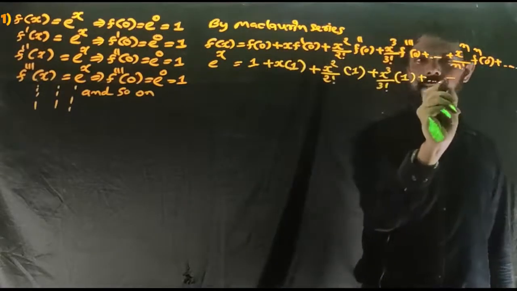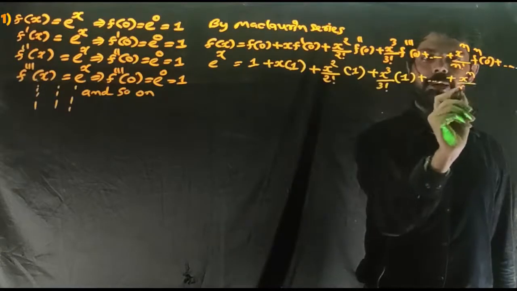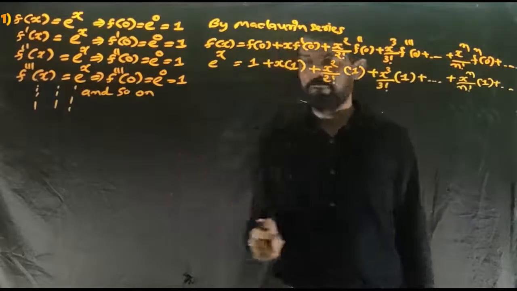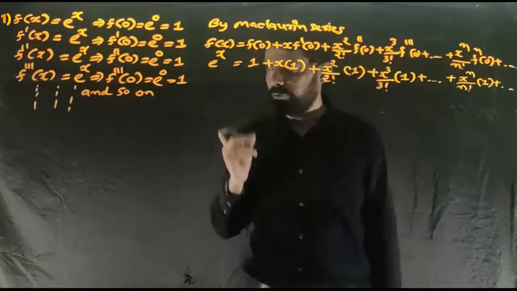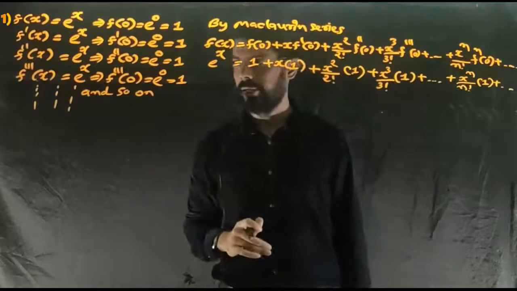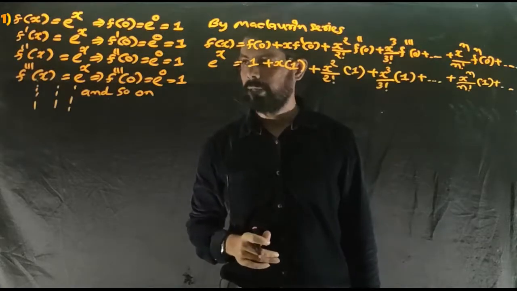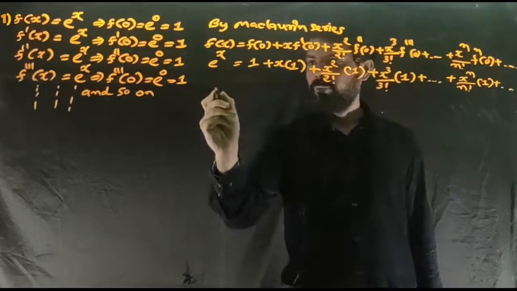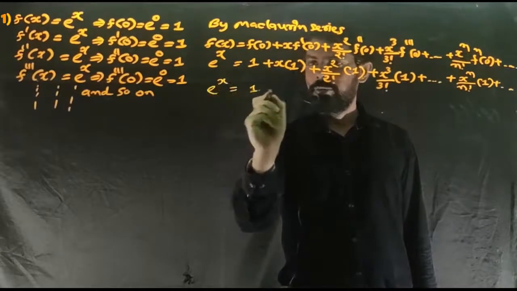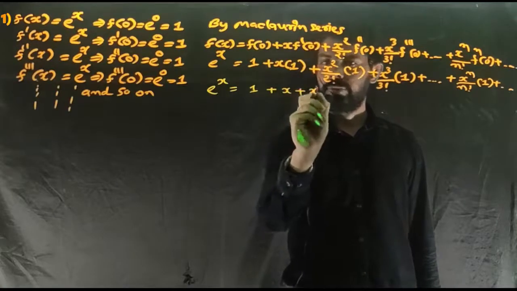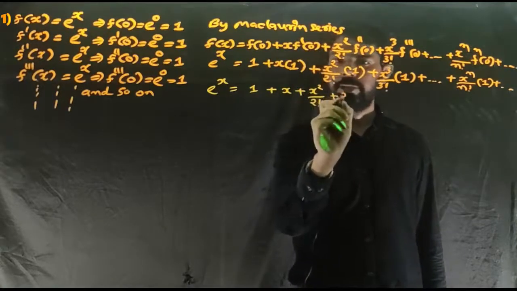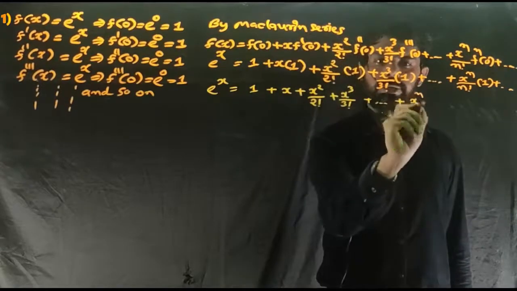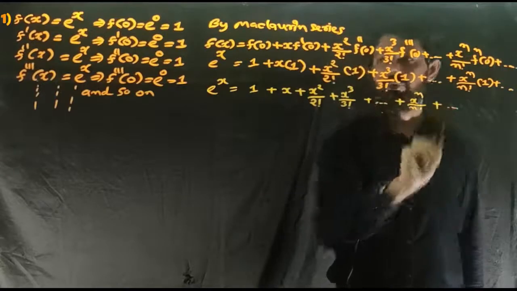Plus so on, and nth term will be x raised to n by n factorial, and value of fn 0 will be 1, because as we have discussed earlier, nth derivative of e raised to x is e raised to x, and if we replace x by 0, then fn 0 will be 1. So this is Maclaurin series of e raised to x: 1 plus x plus x square by 2 factorial plus x cube by 3 factorial plus so on, plus nth term will be x raised to n by n factorial plus so on.